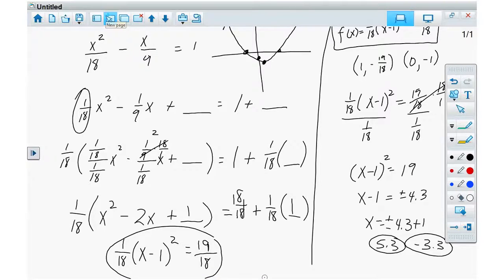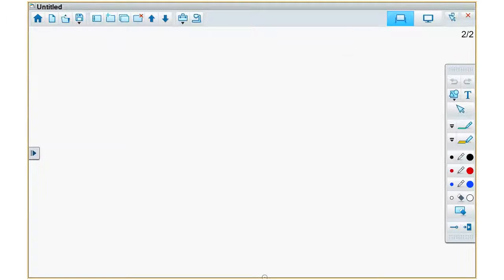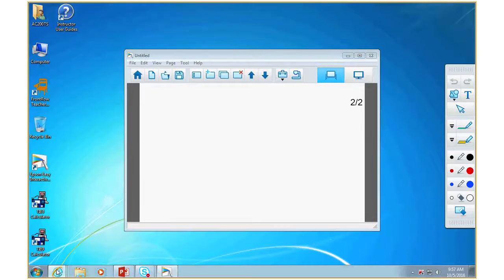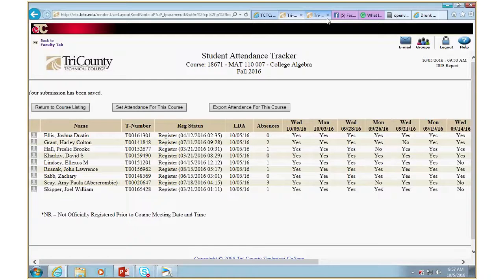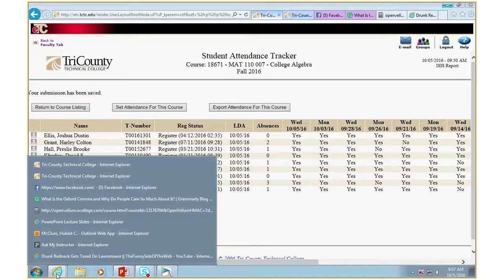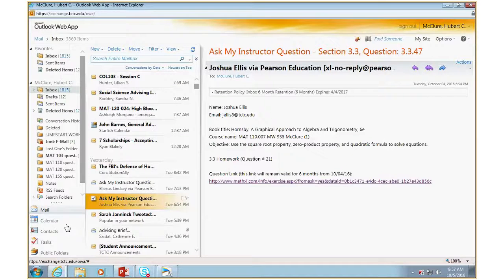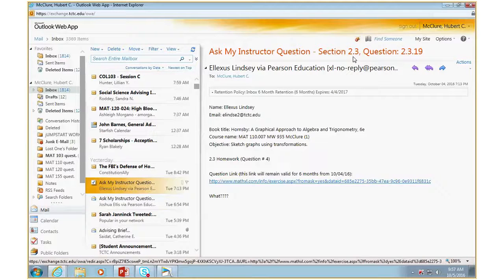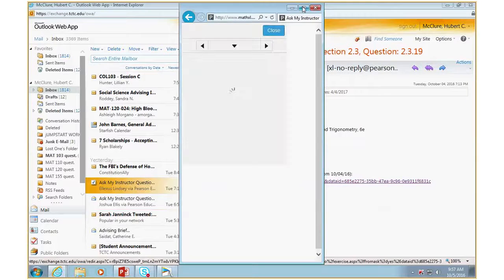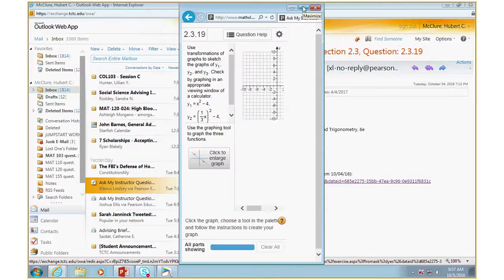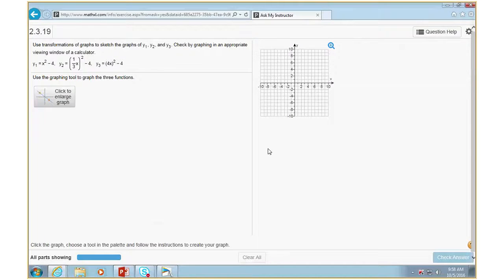All right, let's do another. Let's do something else. I think I got another question sent to me by email. Some student had a question. I don't know which one it was. This was the one that was like the list of coordinates. It's like identify the vertex. Hold on. Here's one I got. 2.319.4.